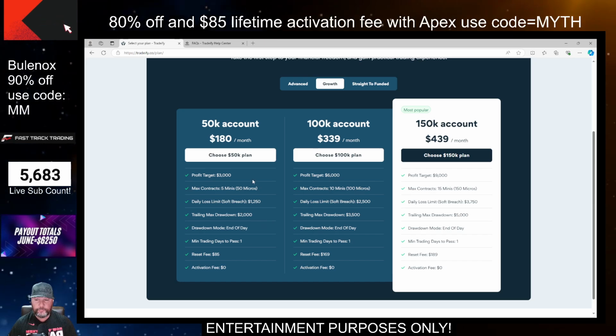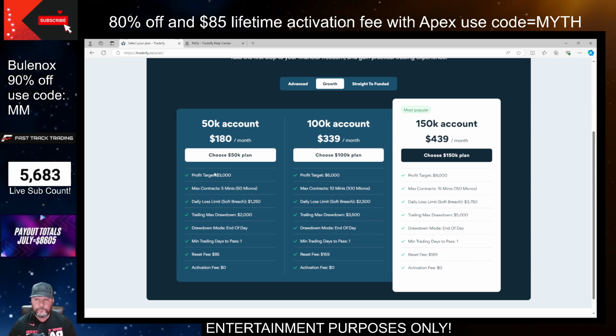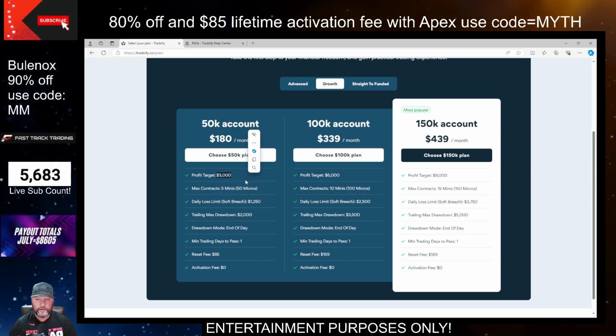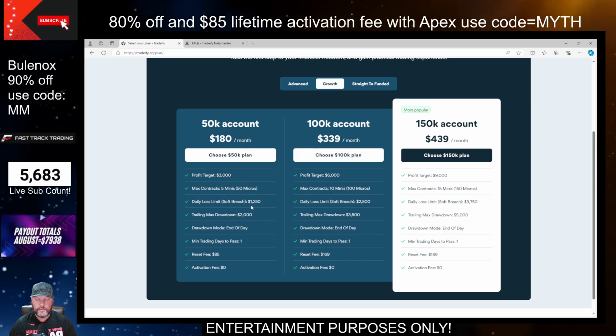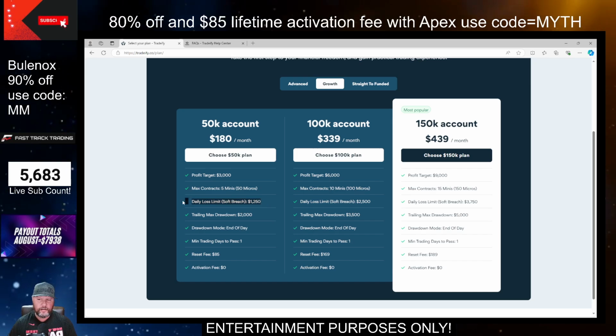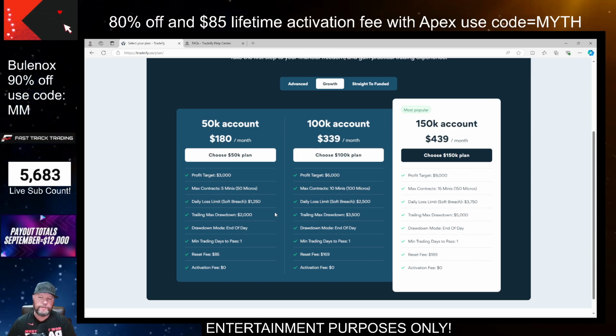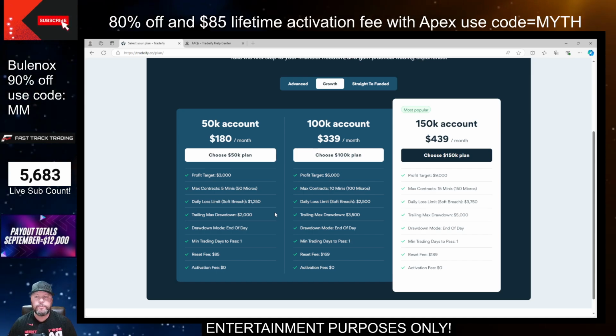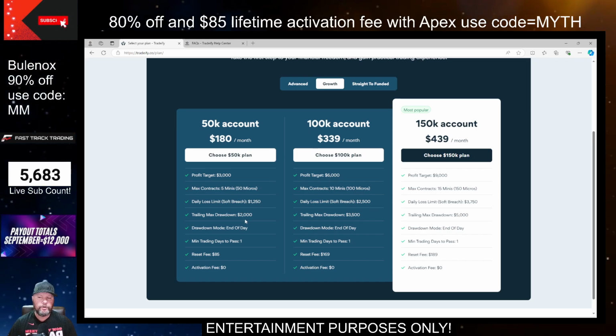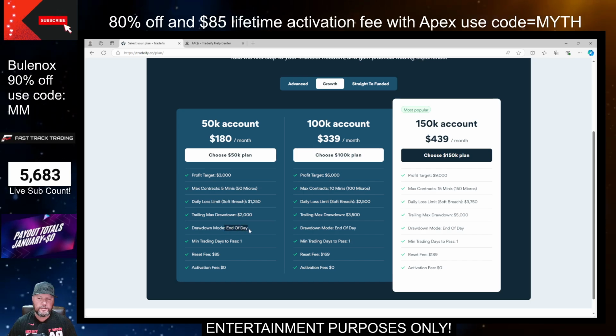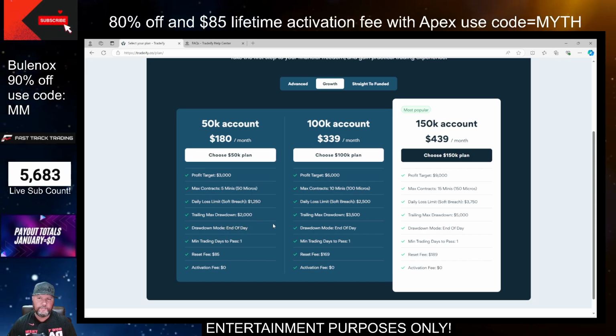So similar setup here. You've got a $3,000 profit target, 5 minis, 50 micros. You do have a soft daily loss limit of $1,250. So that means that if you hit the daily loss limit of $1,250, it does not blow the account. It just stops you from trading for the rest of the day. Your drawdown's $2,000, and on the growth accounts, it is end of day.